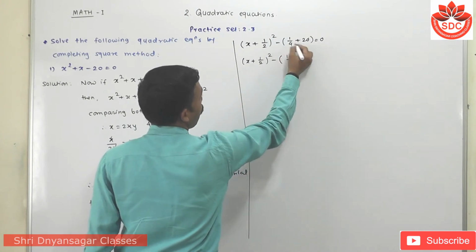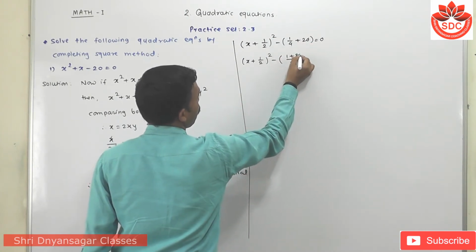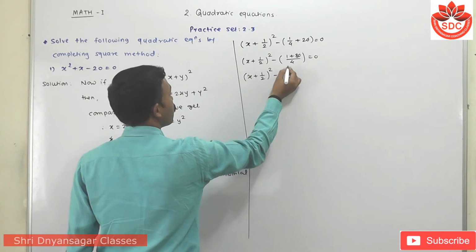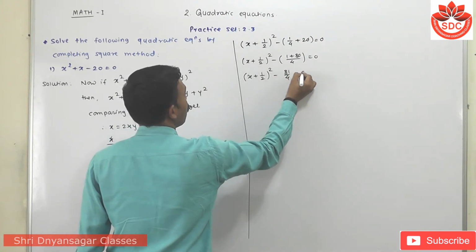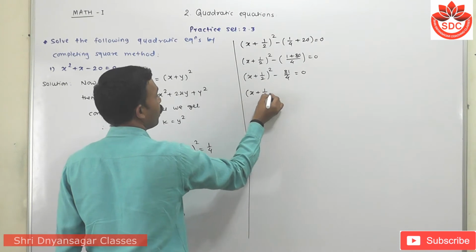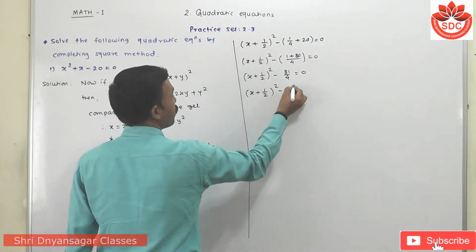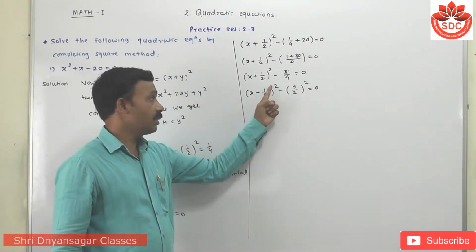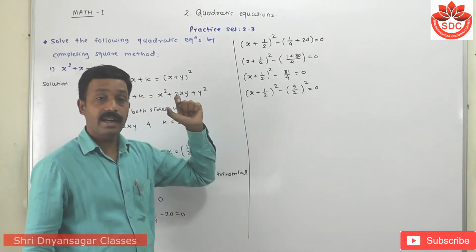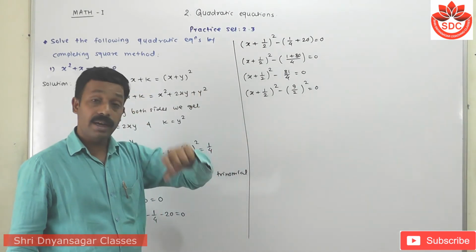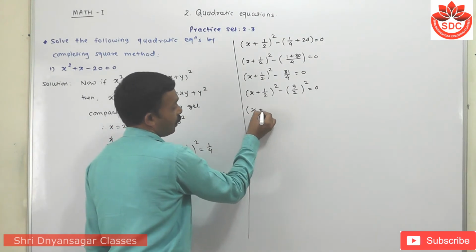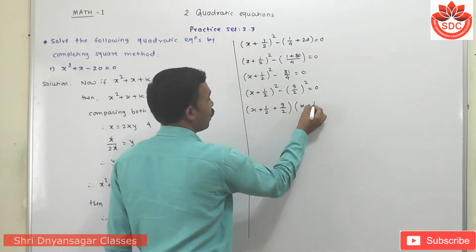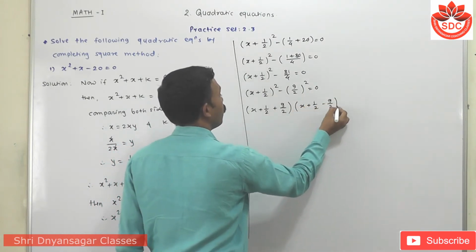Then write this as it is, (1/2)² minus, this LCM is 4, then 1 as it is, and 20 into 4 is 80, equals 0. That means this is (x + 1/2)² minus, this addition becomes 81/4, equals 0. This is the square of one number minus this is (9/2)². Students, this is the identity a² - b², which is (a + b)(a - b). So here we write (x + 1/2 + 9/2)(x + 1/2 - 9/2) = 0.